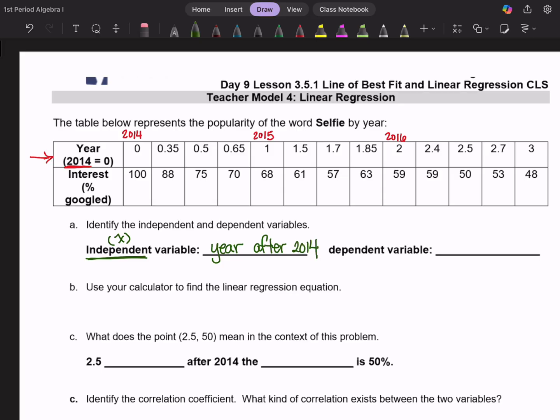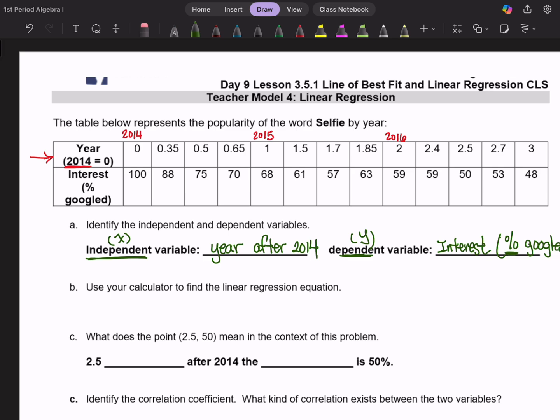The dependent variable is going to be your y value. Your y value in this case is your interest. How are they measuring the interest? They're measuring it by percent. So percent Googled, right? So it'll be 100%, 88%, 75%. Percent is the unit for your dependent variable.